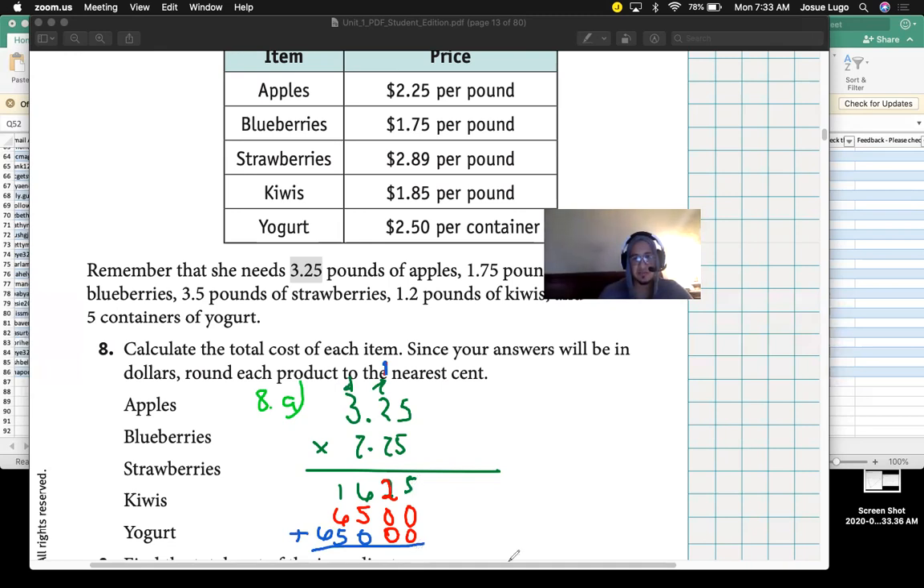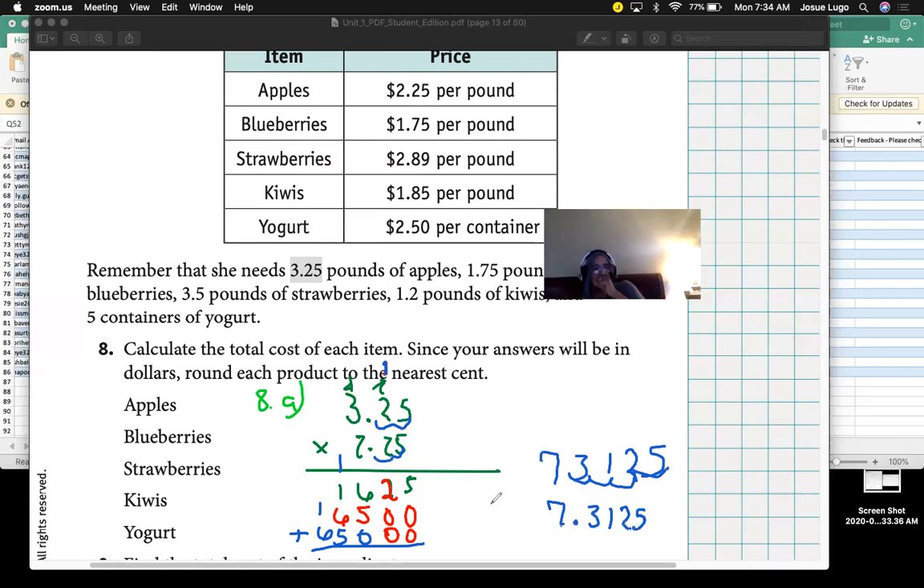5 plus nothing is 5. I'm just going to put the answer over here. 2 plus nothing is 2. 6 plus 5 is 11, 12, 13. And 6 plus 1 is 7. Assuming that I did my math right, I have these numbers down here. We need 4 numbers behind the decimal place: 1, 2, 3, 4. That looks terrible. 7 and 3,125 10,000ths seems like my answer.